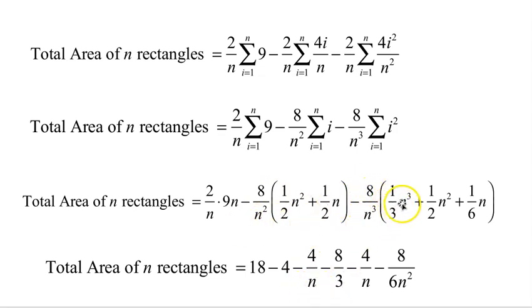Minus 8 over n cubed times the third n cubed. The n cubes would cancel, minus 8 thirds. Minus 8 over n cubed times the half n squared, it'd be minus 4 over n. Minus 8 over n cubed times the sixth n, minus 8 sixths with an n squared downstairs. So this is our current total for having n rectangles.